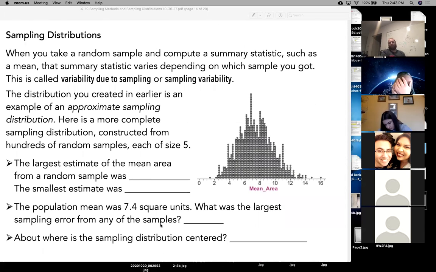So far we've done 2 things. We had some introductory vocabulary concepts, and we had the introduction of a random sample. So now sampling distributions, and this is going to be very important as we go on to the next few chapters. When you take a random sample and compute a summary statistic, such as a mean, the summary statistic varies depending on which sample you got, right? If I take these 5 people and I average their height, I'll get 1 value. If I take these 5 people, in fact, I want to show you something here.